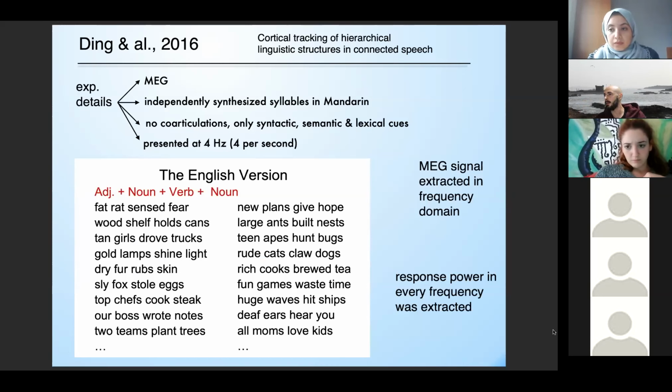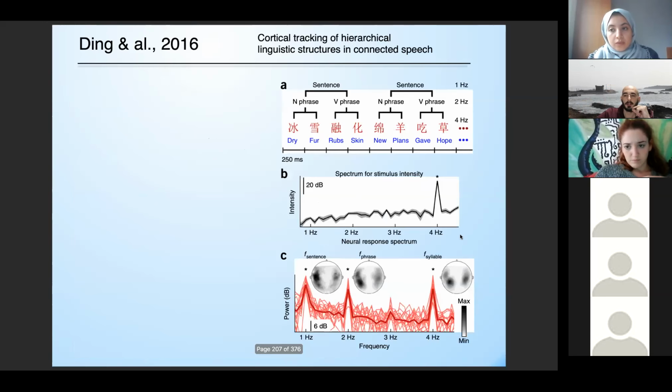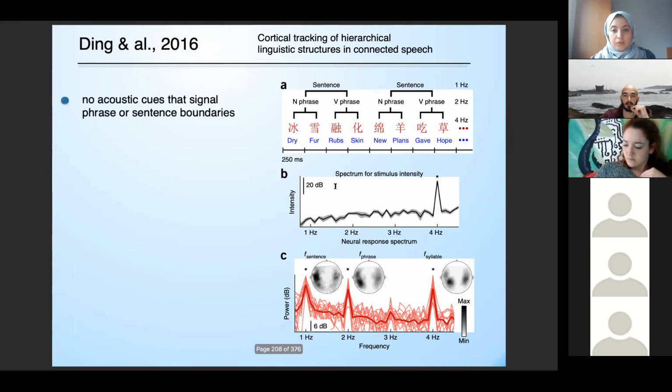So yeah, if you only look at the stimulus properties, the only peak you get is at 4 Hz, because that's the presentation of the isolated syllables, okay? So that's what your input looks like. No other peak at any other frequency, okay? So what we want to know is whether our brain will show synchronized activity at any other level, especially at the sentence level, 1 Hz, and at the phrase level, 2 Hz?